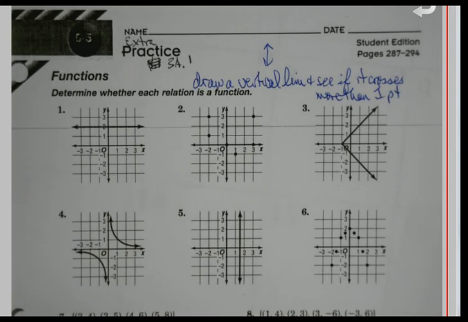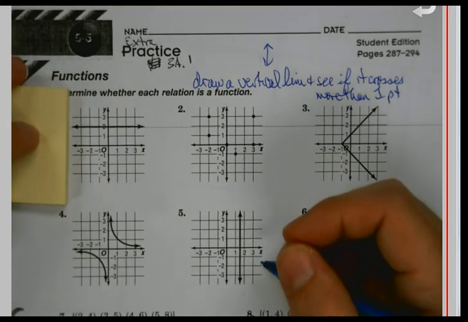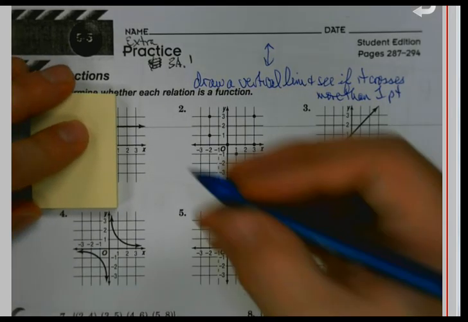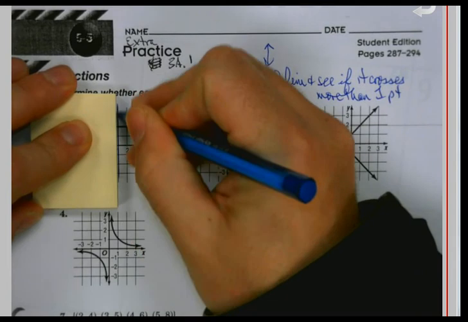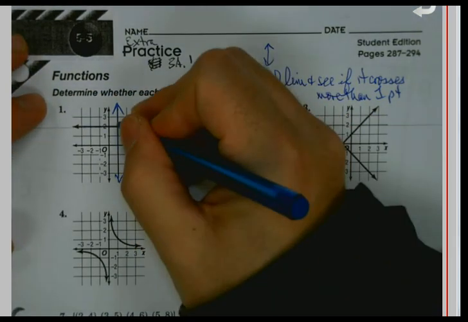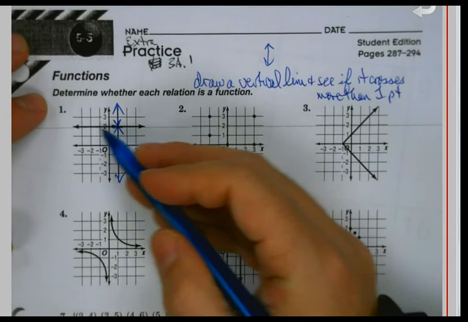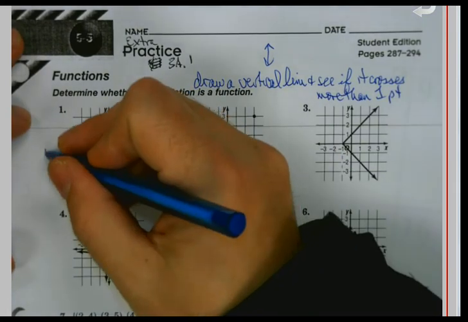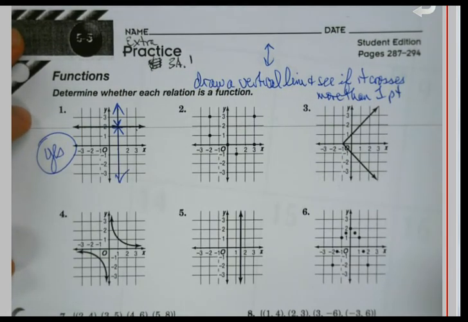So like for instance, when we're doing number 1, and again, I can do it anywhere along here. So let's say I choose here. Draw my vertical line in. I see it crosses the actual graph part here, my actual line, one time. So this would be a function.